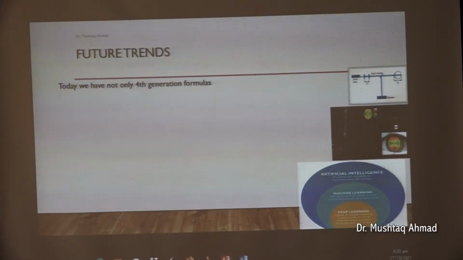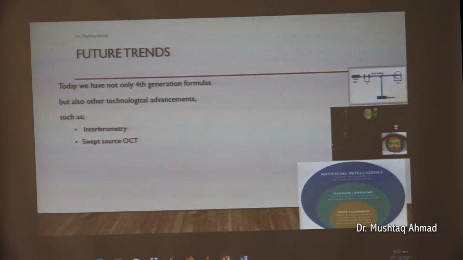Future trend. Today we have not only 4th generation formulas, but also other technological advances, such as laser interferometry, swept-source OCT, and artificial intelligence, radial basis function. Artificial intelligence is, you put the data in a software, in a computer to calculate, and you will also put your refractive error post-operatively. Then the artificial intelligence will automatically calculate your lens power.